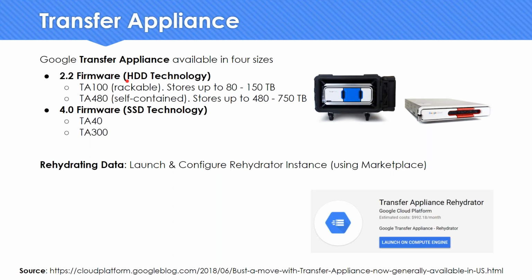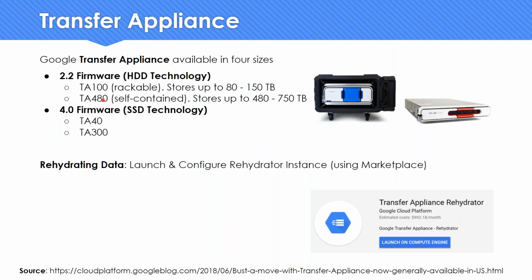So for 2.2, behind the scenes it uses HDD, magnetic disk. So when it comes to IOPS, it's going to be a little slower, but you can have two ranges, TA100, TA480. The number indicates the storage volume it can store. So 100 terabytes, 480 terabytes.